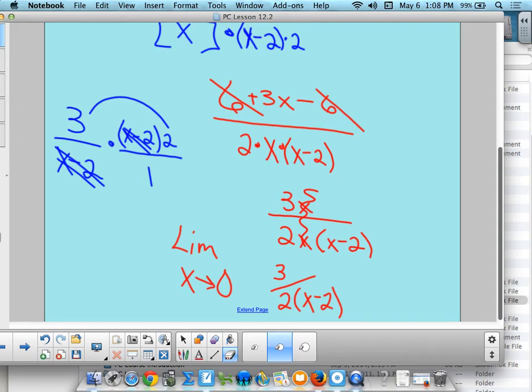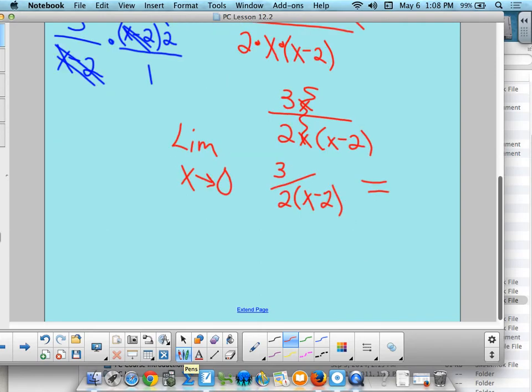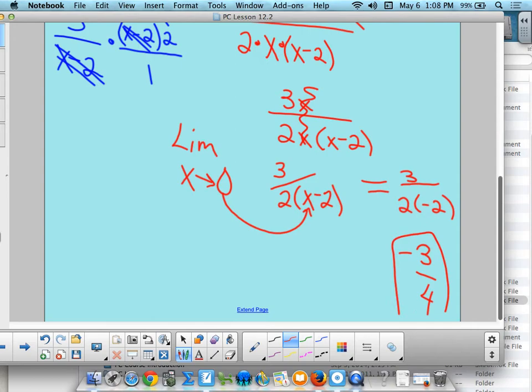I'm sorry I put it. The equal sign belongs over here. What is the limit of that function when x approaches 0? -3 over 4. Yeah. 3 over 2 times -2, negative. There it is. You get it?